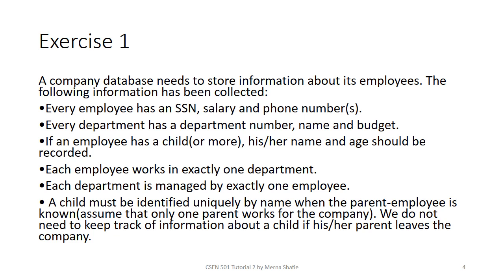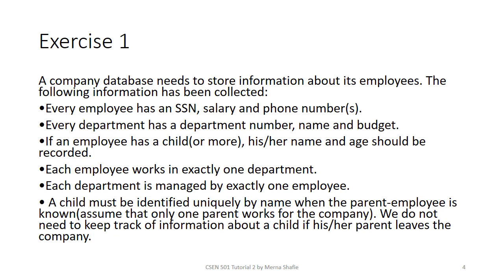Every employee has an SSN, salary, and phone number or phone numbers. Every department has a department number, name, and budget. If an employee has a child or more, his or her name and age should be recorded. Each employee works in exactly one department. Each department is managed by exactly one employee. A child must be identified uniquely by name when the parent employee is known. Assume that only one parent works for the company. We do not need to keep track of information about a child if his or her parents leave the company.